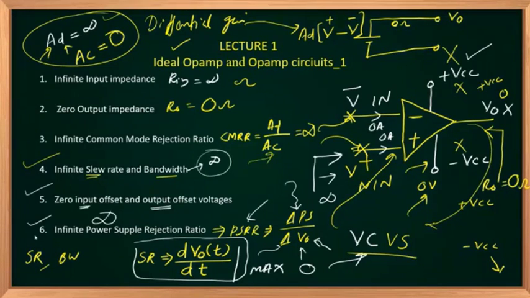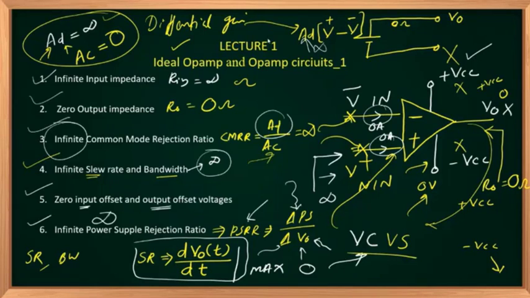These are the parameters we have to extract while solving the circuits. And in that, important cases are infinite Rin, because there is 0 current into the pin, and 0 output impedance. And the third one, infinite differential gain. So this is actually infinite.